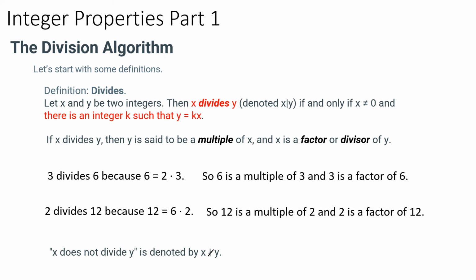We denote the fact that x does not divide y by just putting a line through that pipe symbol, and that would say that x does not divide y.